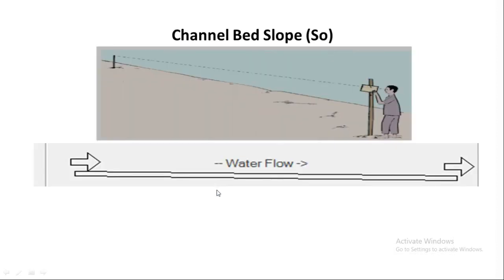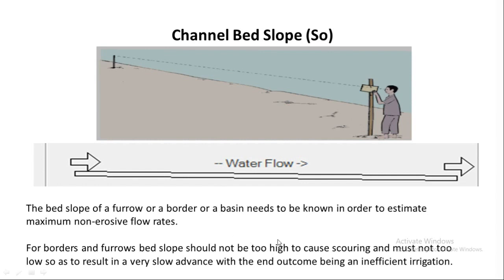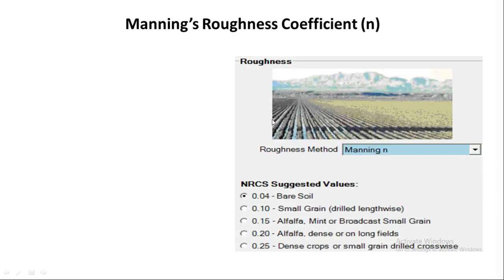Channel bed slope. If the slope is too high, it causes scouring. If the slope is low, then the advance rate will be slow and it will result in inefficient irrigation.